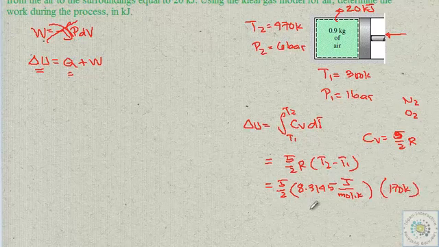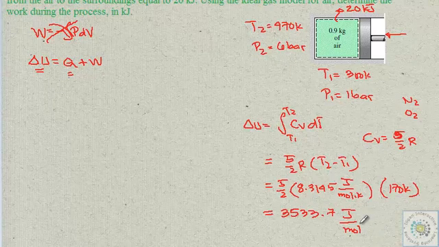And therefore, this will give us 5 divided by 2 times 8.3145 times 170. This gives us 3533.7 joule per mole. What we have obtained is not really delta U, but more or less the molar internal energy change per mole.